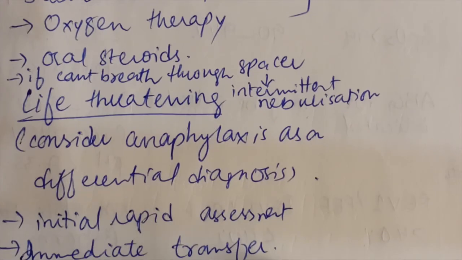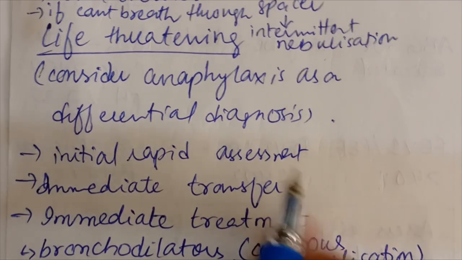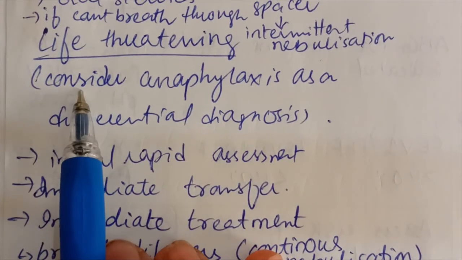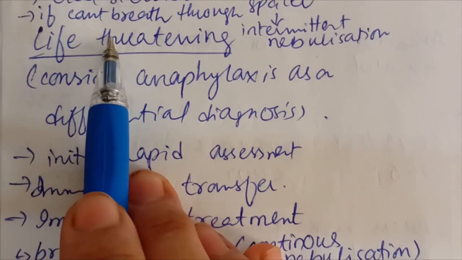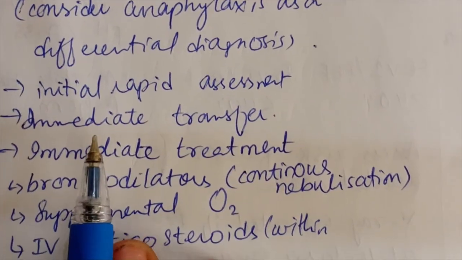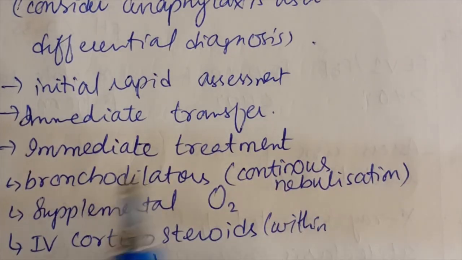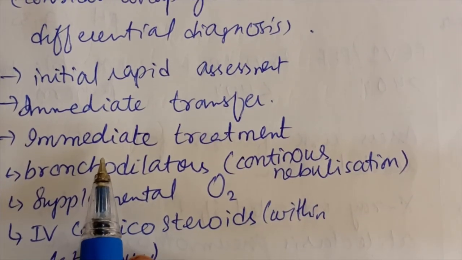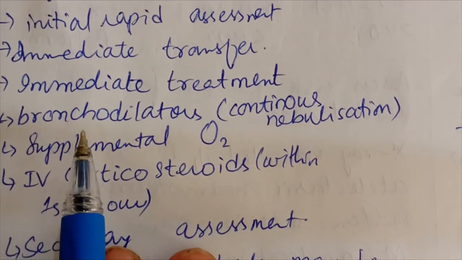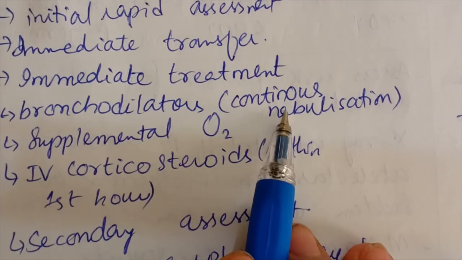Now, if the patient has life-threatening acute exacerbation of asthma, first of all, we are going to consider anaphylaxis. This can be a differential diagnosis with life-threatening asthma. So we are going to run an initial rapid assessment, and we are going to immediately transfer the patient to hospital, and immediate treatment is given, and that is bronchodilator with continuous nebulization.